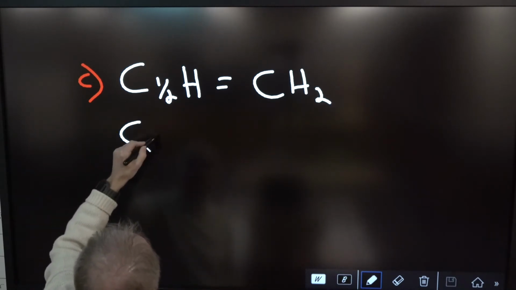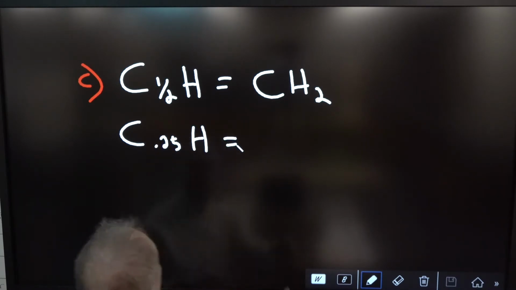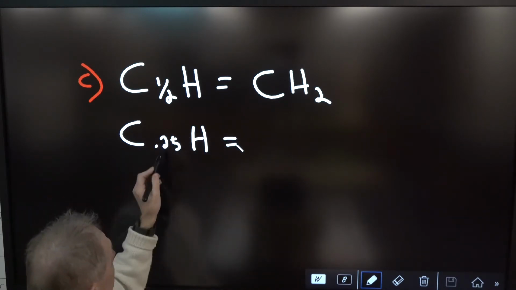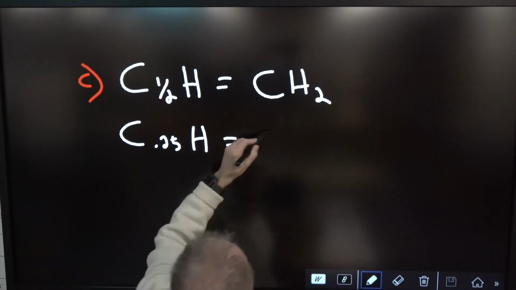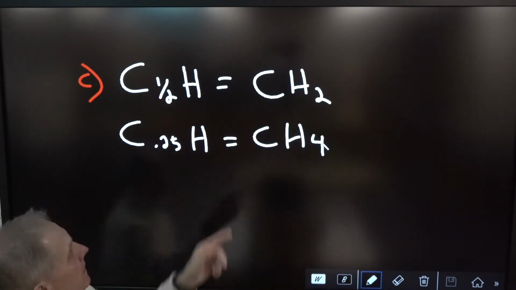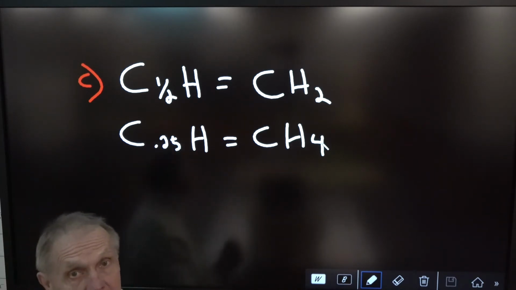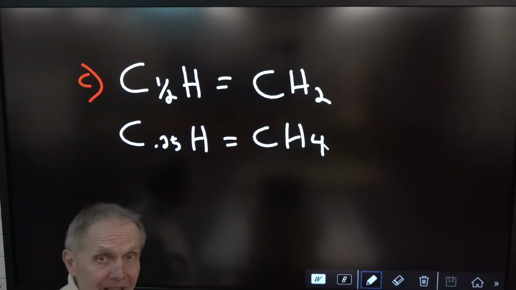And it would be the same for this. It was C.25H. How do I pump that up? I multiply that by 4. So this would be CH4. That would be the empirical formula. Not that, because that has a fraction. Okay? Everybody set with that stuff?